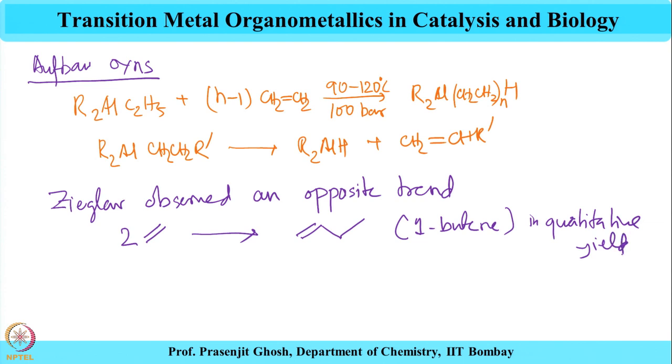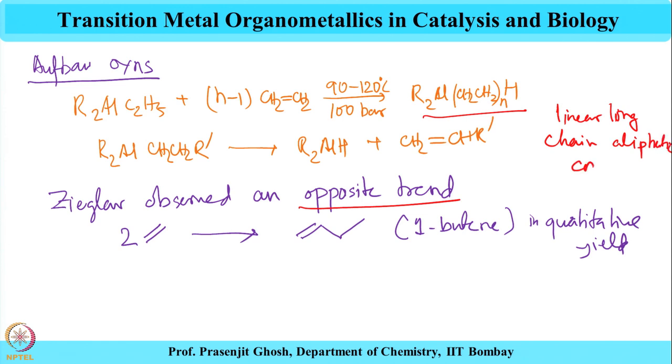And this was a very chance discovery, which showed something opposite to what was expected. What was expected was long chain polymers, long chain linear aliphatic compounds. This was what was expected from this reaction, but what was found was 1-butene, which is just a dimer of ethylene, and this is a dimerization process.